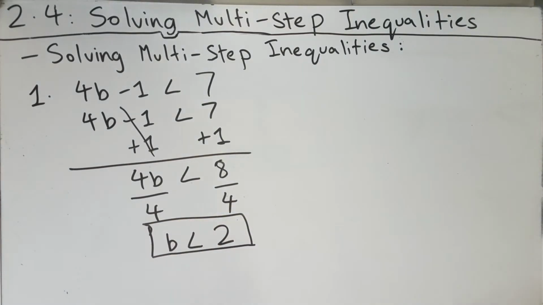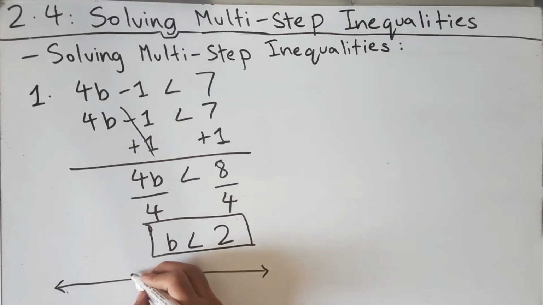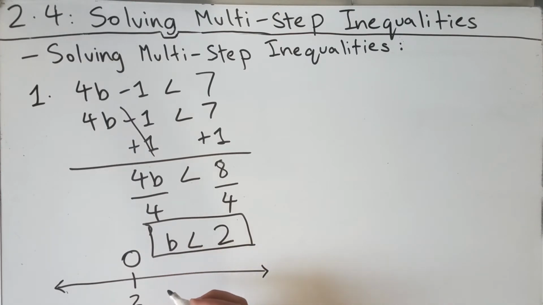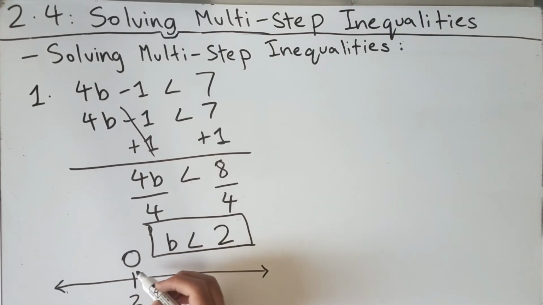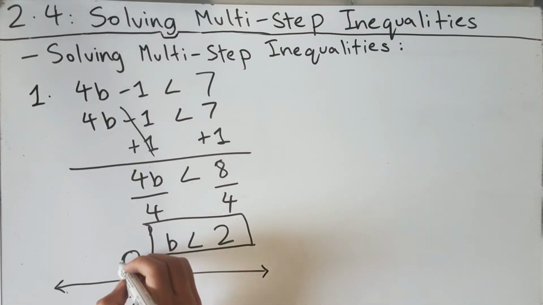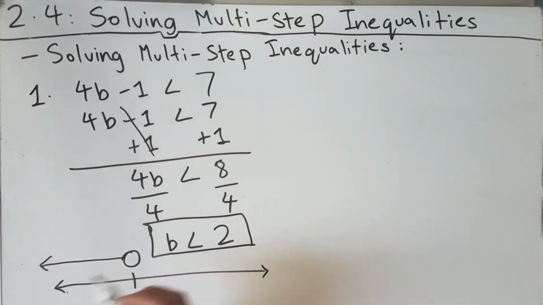Now let's graph this inequality we solved on our number line. By looking at the inequality that we solved, we got b is less than 2. I know that the critical point is 2, so I can mark 2 over here. Now let's see if it's going to be an open circle or a closed circle, which is filled. Well, I can see that it's a less than sign, so it's going to be an open circle. And since it's less than, it's going to be in the negative direction, as numbers that are less than 2 are in the negative direction.